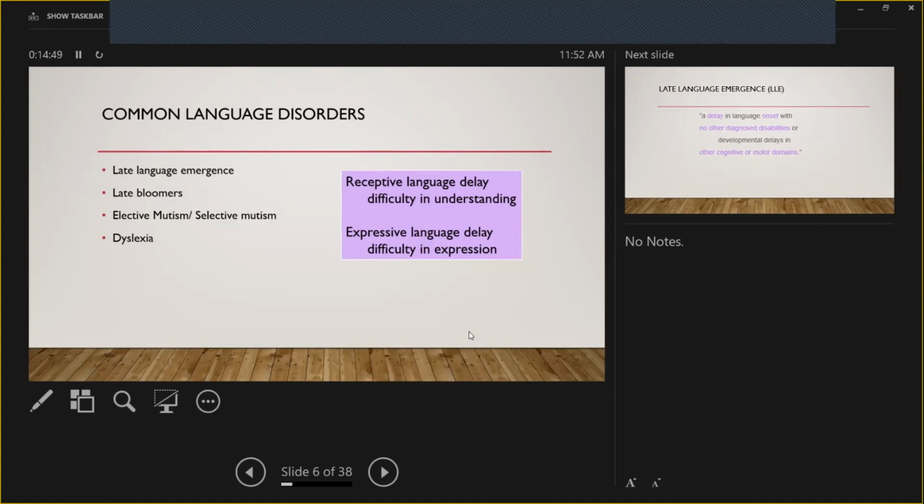Expressive language delay: the child hears and understands, but doesn't know how to tell, what to tell, or when to tell. Right? So it's either a reception problem or an expression problem. Those are the two main language disorders. Whatever the language disorder, they come under these two, reception or expression.